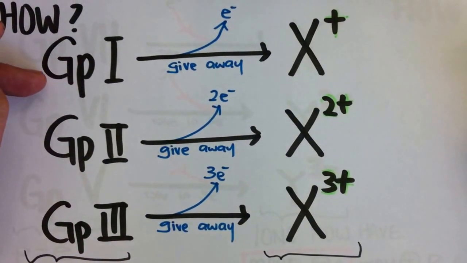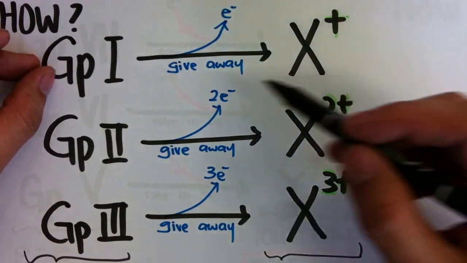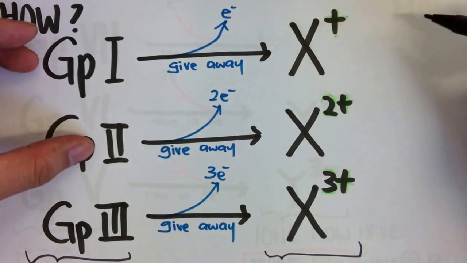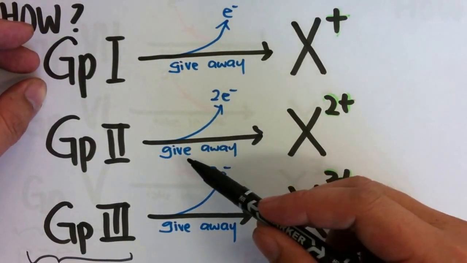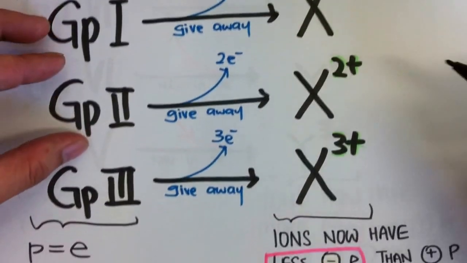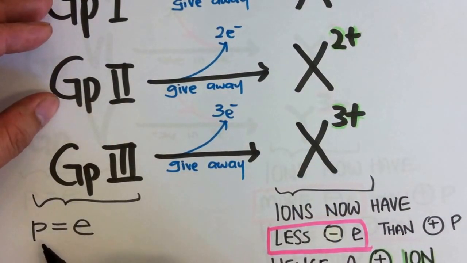Now, if you are in group 1, you have one valence electron. So it is much easier to give away one electron and form a positive ion. If you are in group 2, you have two valence electrons, therefore it's easier to give away 2 rather than take in 6. Give away 2 electrons and you have 2 plus. And same for group 3.